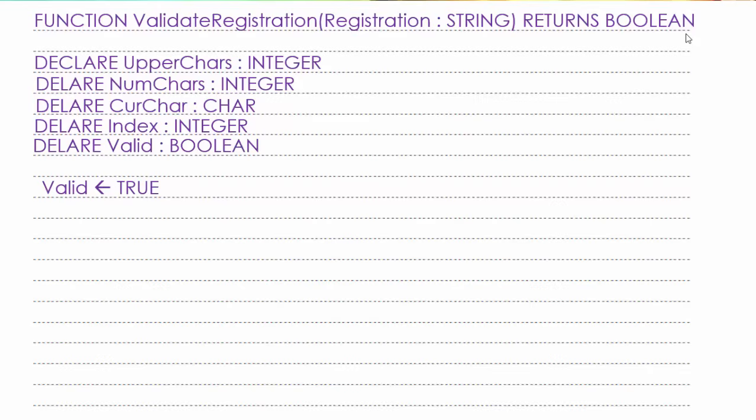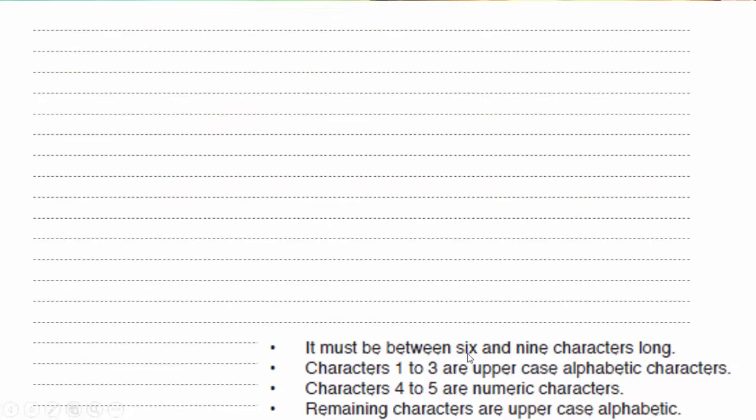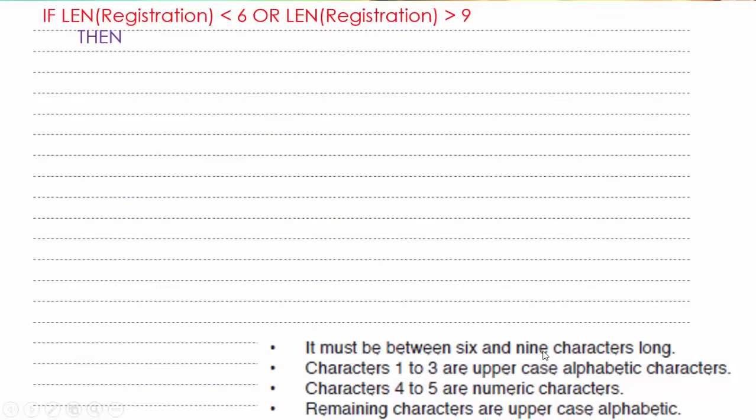So we start with valid set to true, and the reason for that is because it's easier to set it to true and change it to false rather than changing it from false to true back to false. It's easy to overlook that because there are multiple rules it must follow. So let's go ahead and get started. These are the rules right here. It must be between 6 and 9 characters long. So if the length of registration is less than 6 or greater than 9, that automatically breaks the first rule. Valid becomes false. If it's not less than 6 and it's not greater than 9, then I can run my for loop.